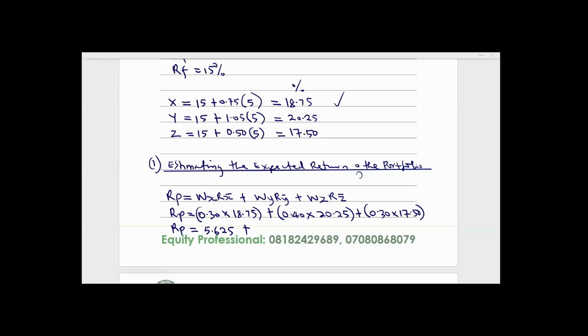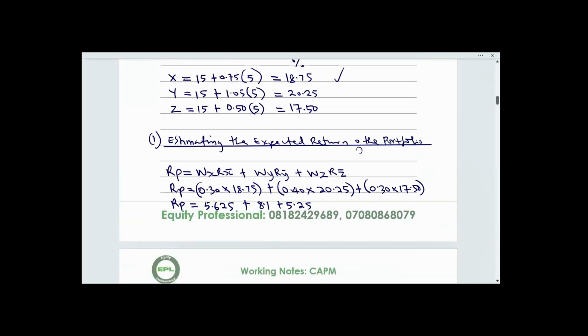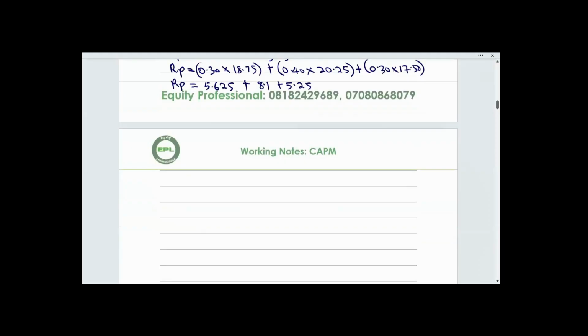0.4 multiplied by 20.25. That's 8.1, plus 30%, 0.3 multiplied by 17.5, that's 5.25. Therefore, we add the three of them together. The return of the portfolio is 18.975.